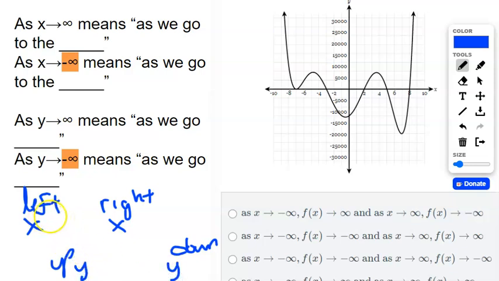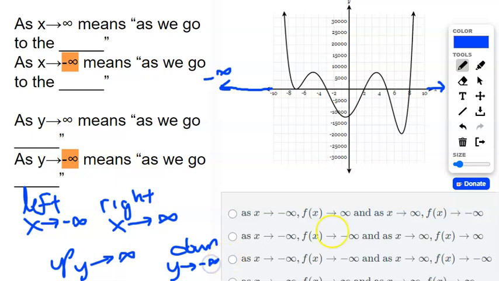We're not talking about necessarily graphing at this point, but left would be as X is approaching negative infinity, like a number line. As we go to the left, we're going to negative infinity. And as we go to the right, we're approaching positive infinity. Meanwhile, up and down: for up, Y is approaching positive infinity, and for down, Y is approaching negative infinity. So it's really just putting up, down, left, and right into math symbols.